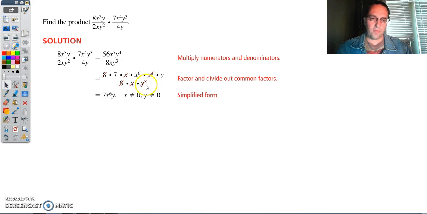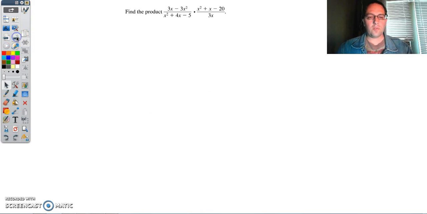Now, we factored the x and y out of the denominator, so we have to say that x and y can't equal 0. Right? Don't forget that. Whatever you factor out of the denominator, you have to still say that those cannot equal 0. Okay? So this one was fairly simple.